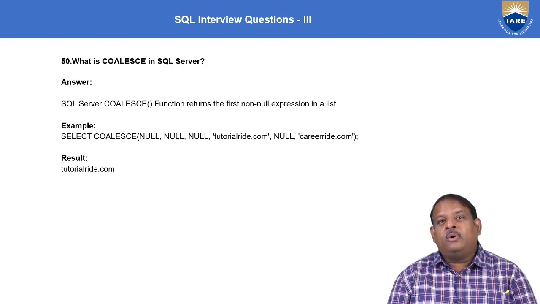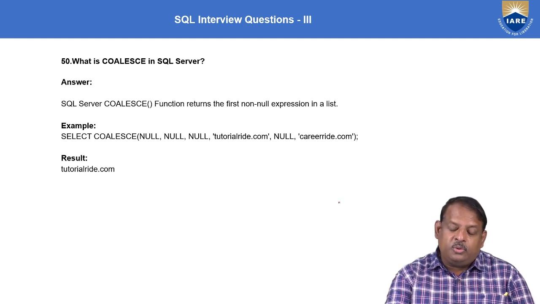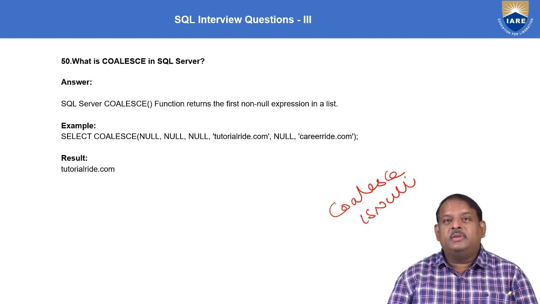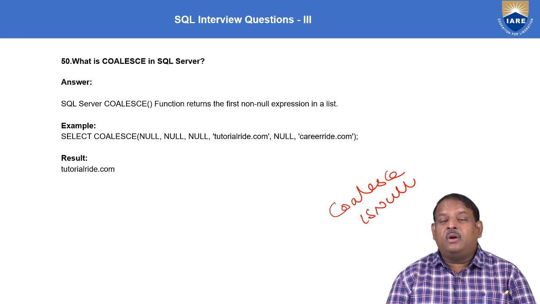Now, what is COALESCE in SQL Server? We had already discussed that there are two functions here in SQL Server: COALESCE and ISNULL. These are two inbuilt functions in SQL Server. The SQL Server COALESCE function returns the first non-null expression in a list.